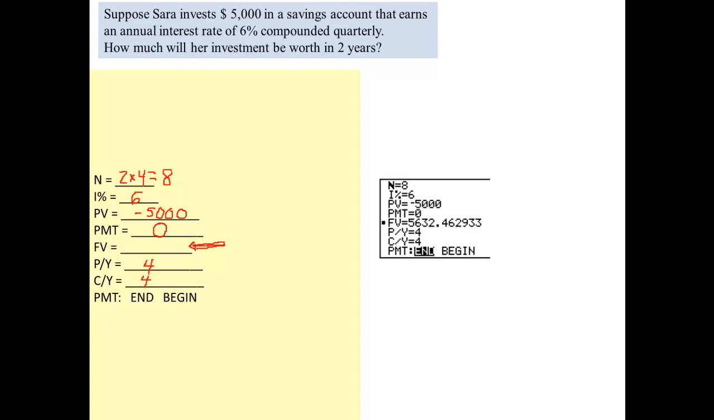In this case, if I alpha solve on future value, the result we get is 5,632.46. Notice that it's positive, which makes sense. The money is coming out of the bank back to Sarah, and it's more than 5,000, which is good because we started with 5,000 and that was supposed to earn some interest.